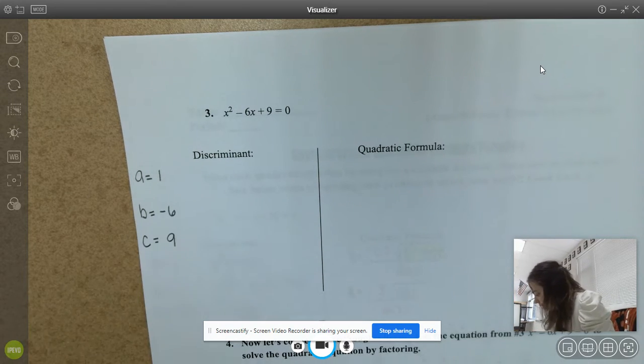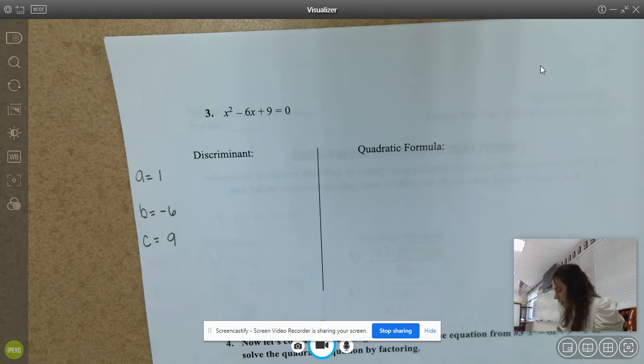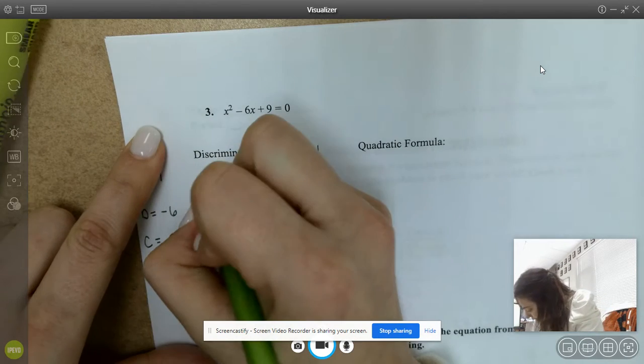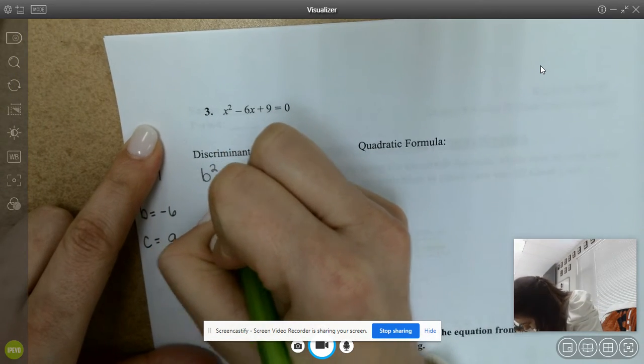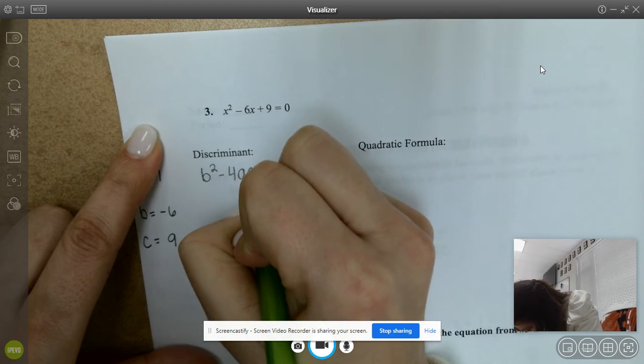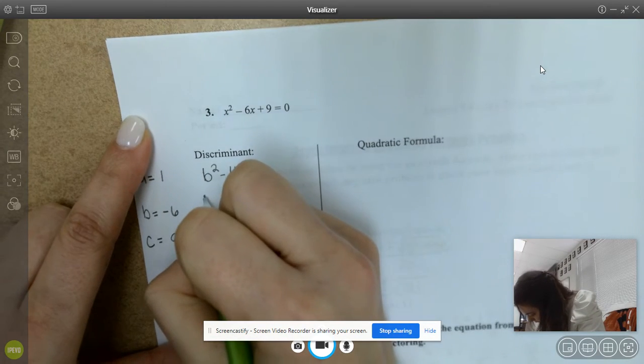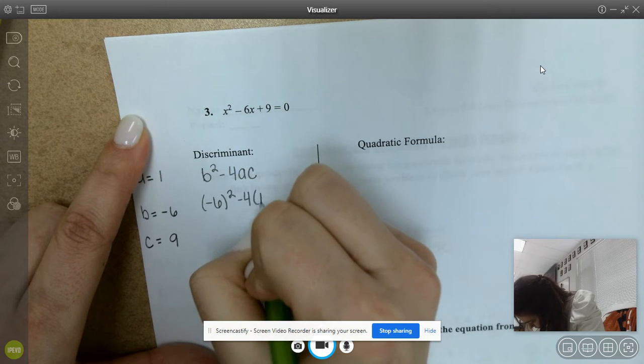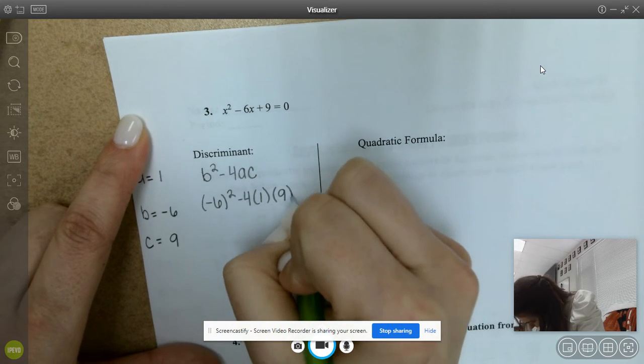So our discriminant helps us to determine the number of solutions that an equation produces. In this case, our discriminant also helps us with simplifying what's underneath the radical in our quadratic formula. So our discriminant is the value of b squared minus 4ac, right? Where b squared is negative 6 squared minus 4 times 1 times 9.